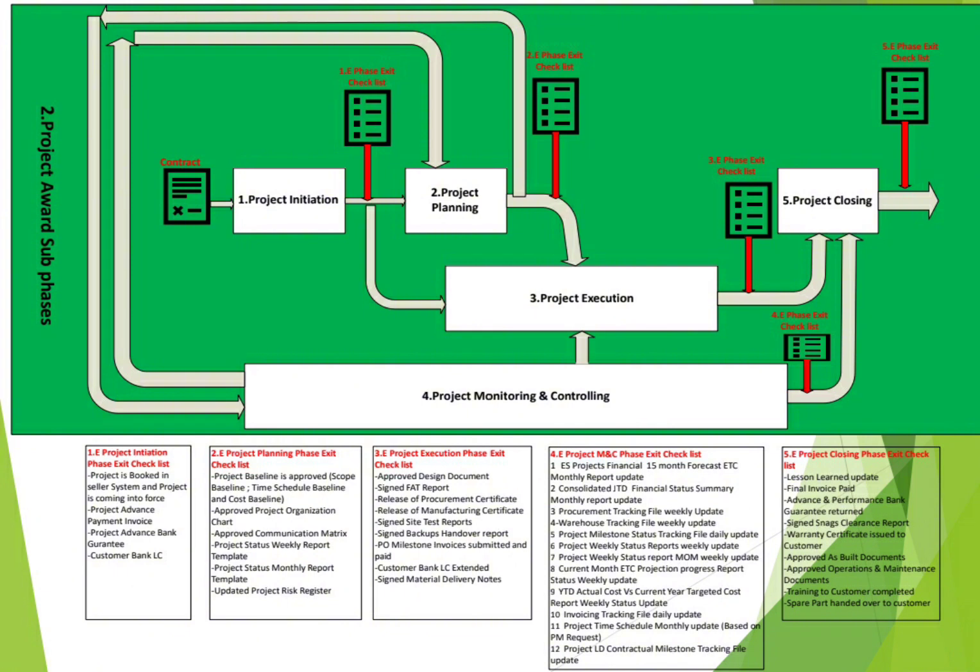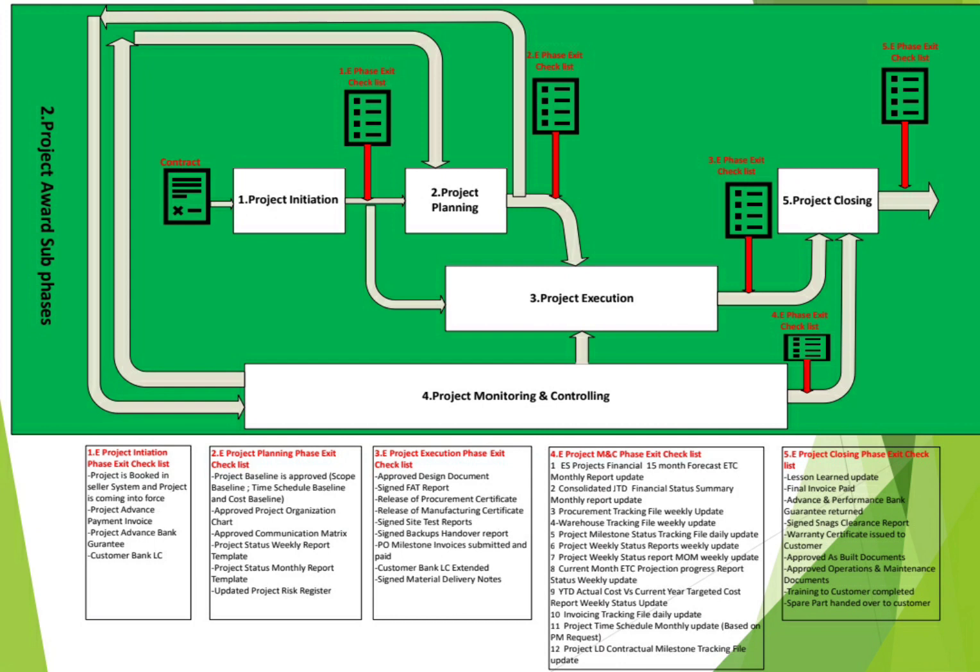We have the project financial forecast. We have the job to date financial status summary reports. We have the procurement tracking file updates. We have the warehouse tracking file updates. So your material is still in the warehouse, part is delivered, part inside. Procurement status, did you procure all the material, what is the remaining? Okay, project milestone phase, did you complete the design phase, did you complete the procurement? All of this should be output from the monitoring and controlling.